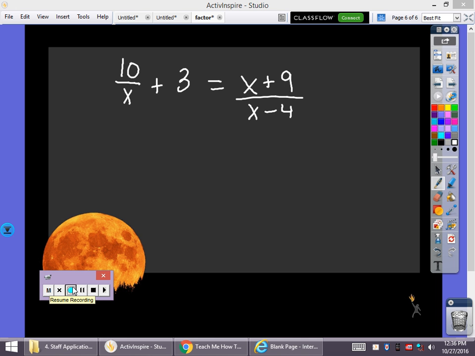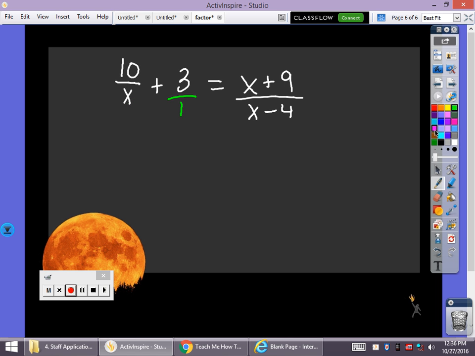Okay, so let's look at solving this rational equation. The first thing you have to do is make all of them fractions. So I'm going to put that over 1. I have 3 different denominators. The most simple denominator is x and 1, so the two most alike are going to stay together. If I have x and 1, what is my common denominator?